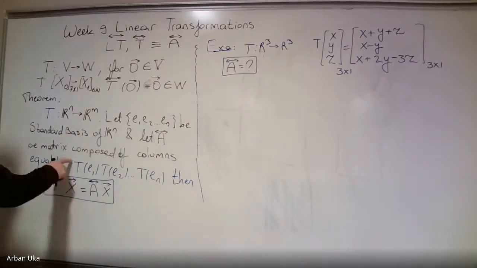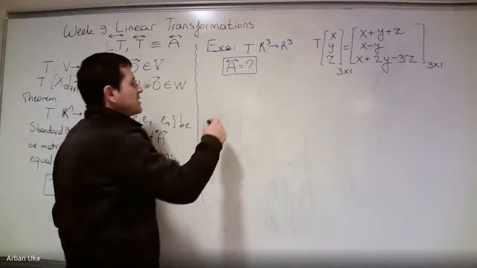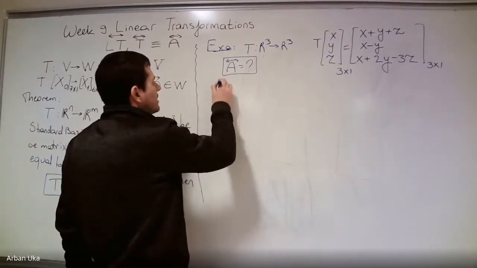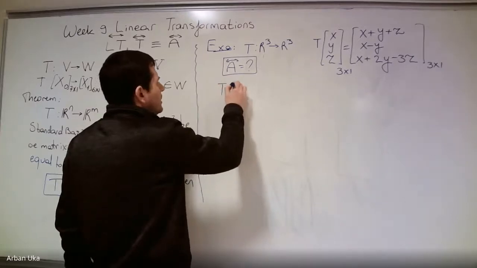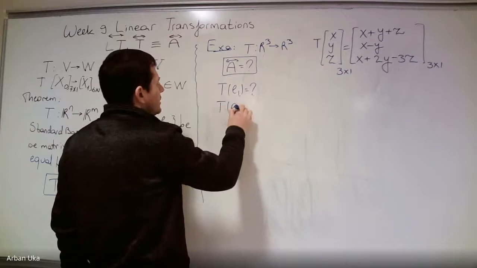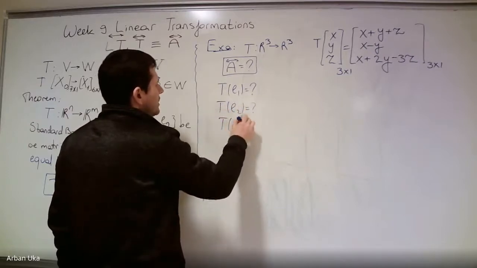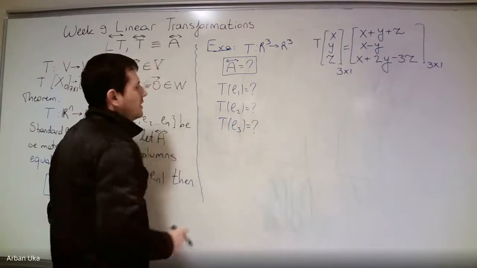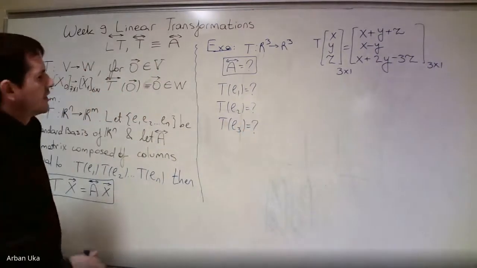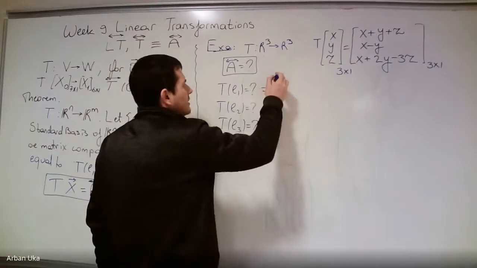We look at this definition here, which we have on the board. How can we find it? We just try to identify what is the linear transformation on E1, what is the linear transformation on E2, and what is the linear transformation on E3. These three are three vectors that span R3. Yes, so we do this.